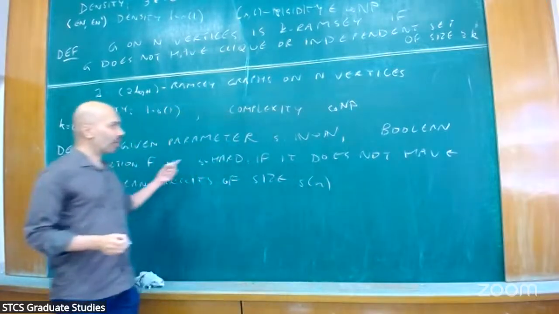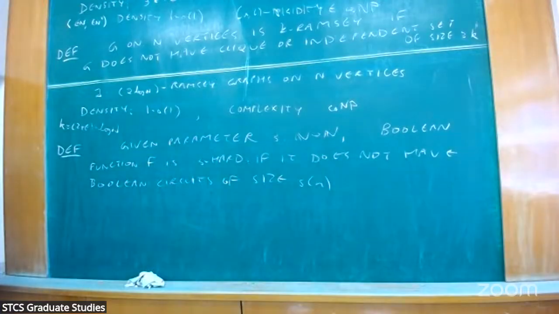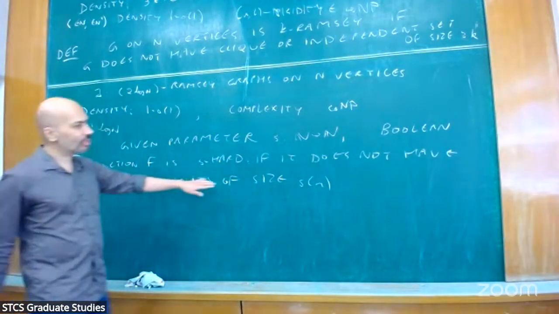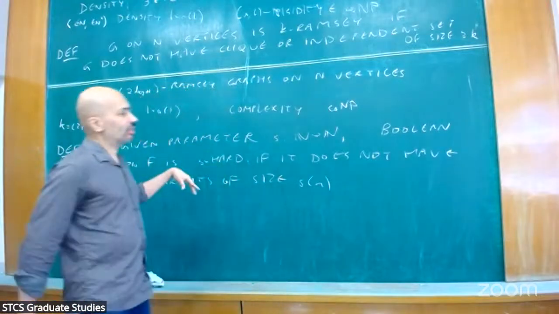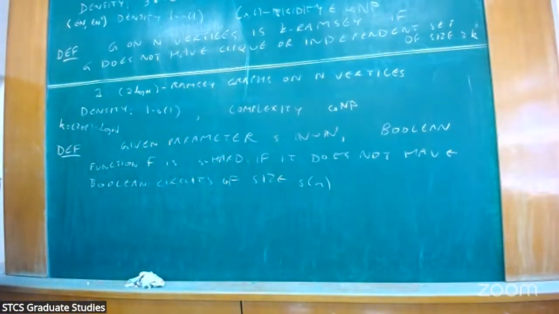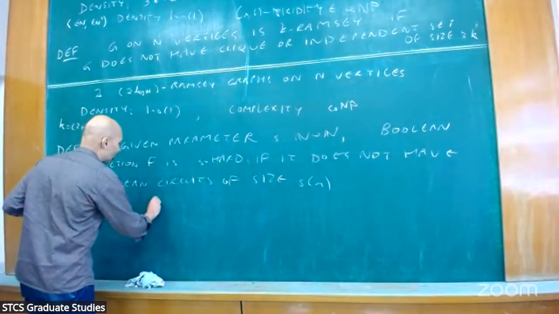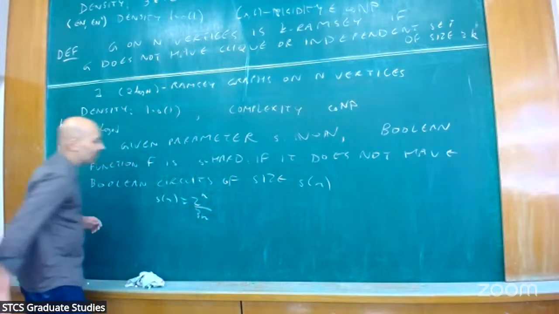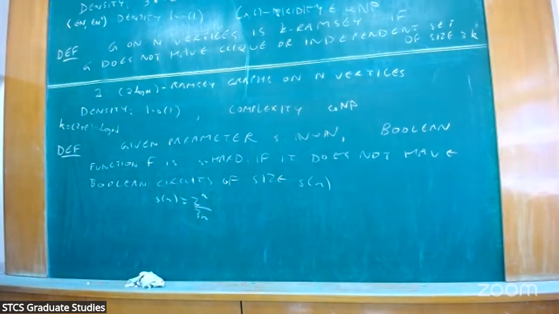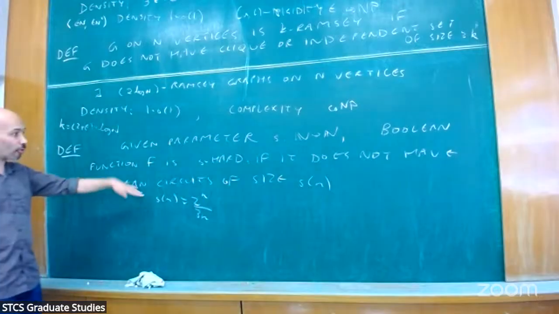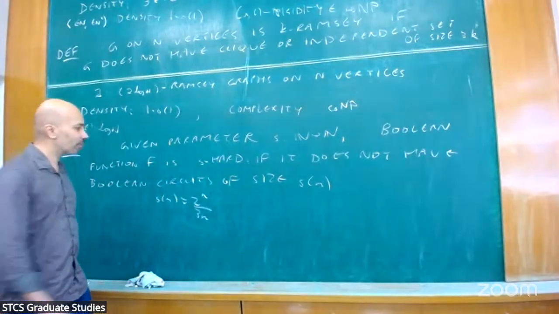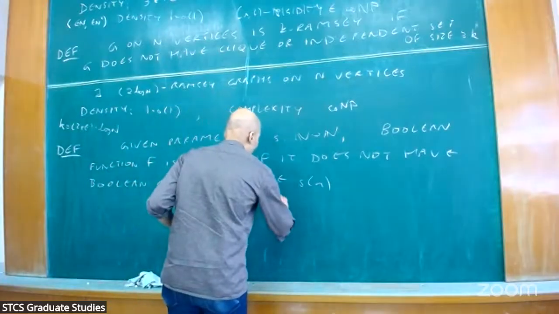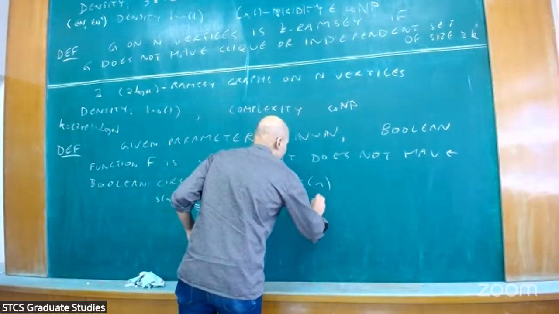Where n is the number of variables of this Boolean function. And by counting arguments, we know that even for s of n equals 2 to the n over 3n, there exist Boolean functions which are hard for that parameter. So even for s of n equals 2 to the n over 3n, there exists f that is s of n hard, and most f are going to be s of n hard for this parameter. So for this parameter, again, the density will be 1 minus little o(1).